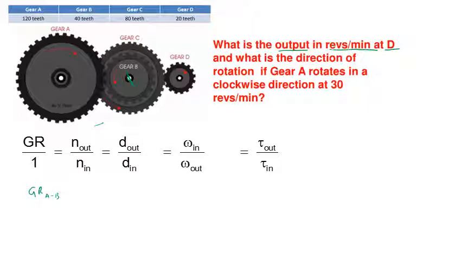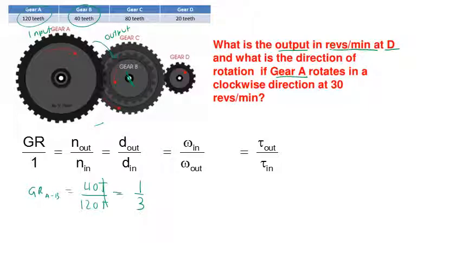The input, the one that's spinning to start off, is going to be gear A. So input, and that's delivering the power to B. So we're going to call that the output. If that's the case, the gear ratio, I'm going to use the number of teeth, which is given. The number of teeth out, which is B, is 40 teeth, divided by number of teeth in, 120 teeth. Teeth cancel out, and I'm left with 1 over 3.